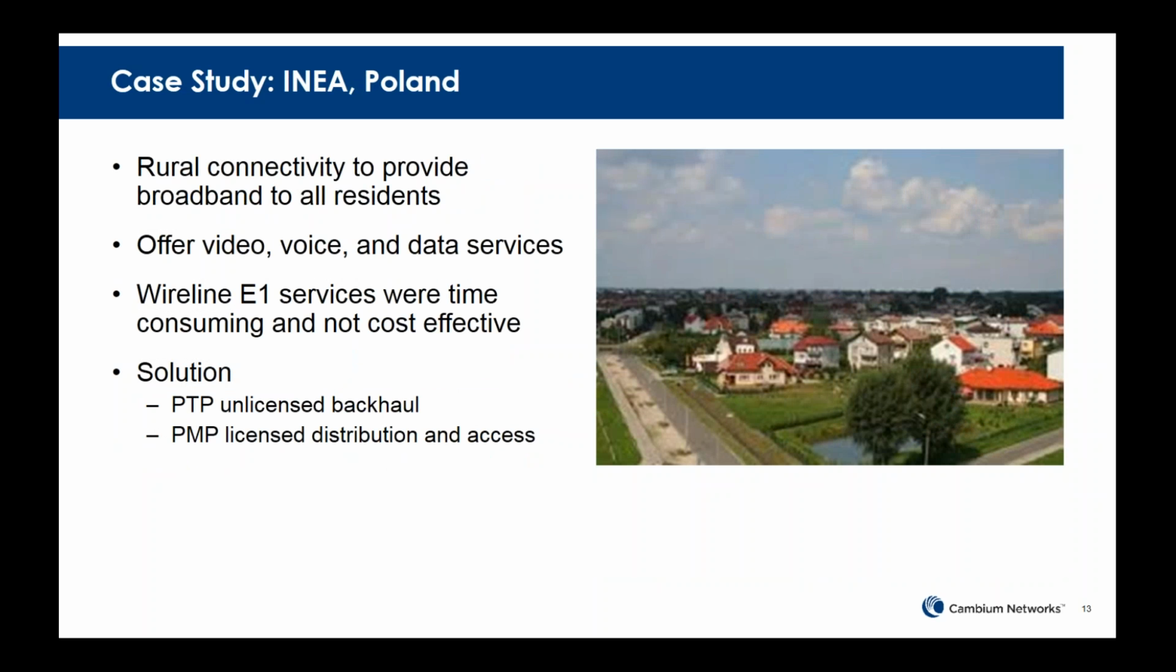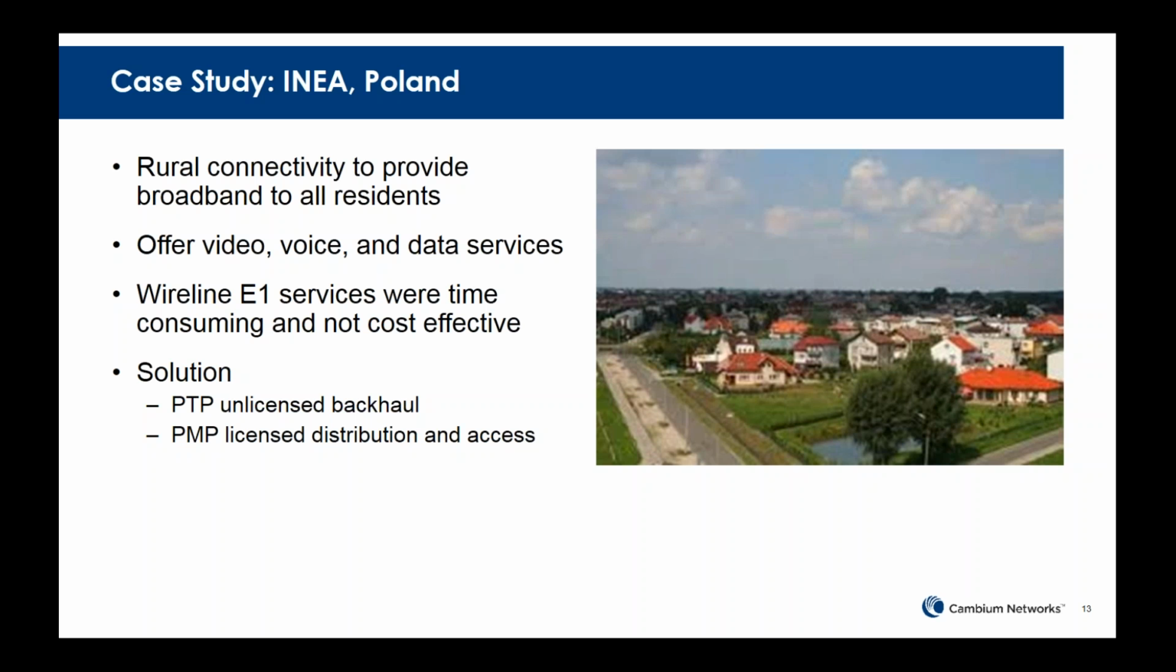INEA in Poland. This is rural connectivity, providing broadband to all residents. And one thing I like to point out with the Cambium products, we tend to do very well where there are more acres than there are people. And the reason for that is that the cost to deploy wireline connection to houses that start to get miles apart from each other gets really expensive and very difficult for service providers to provide a return on investment for. With a wireless network, it takes a lot of that cost back out of it. It makes it very, very reasonable to deliver those services.